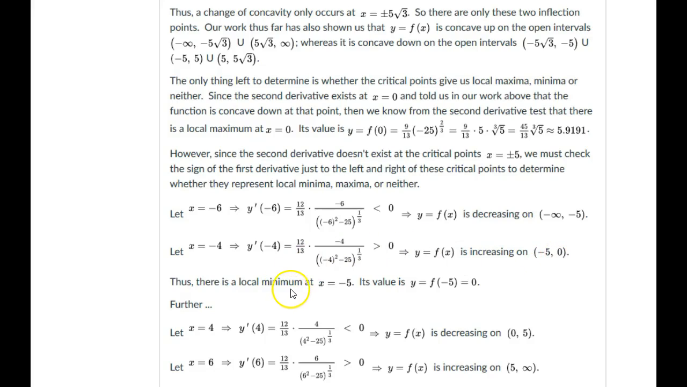Oh, so that means we have a local minimum, right? It's decreasing until we get to x equals minus 5, and then it's increasing, so we have a local minimum at x equals minus 5. And if you want to know the actual value of that local minimum, you just plug x equals minus 5 into the function, which is that simple. It comes out to be 0. And if you remember from the picture of the graph, that makes sense.